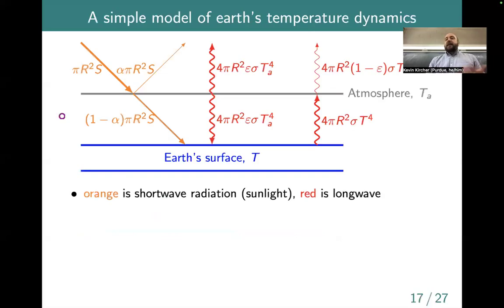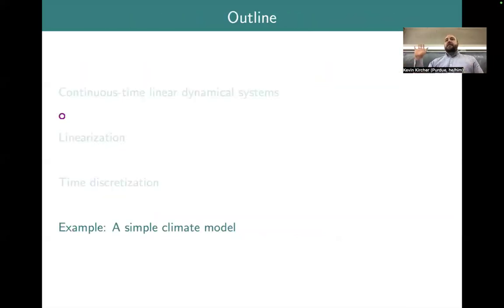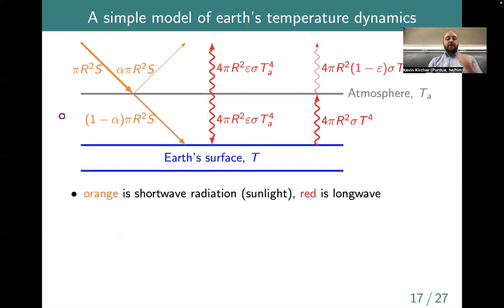Along the way, who has taken a class on climate modeling? Me either, right? So I had to learn a little bit about the basics of climate modeling in order to build this example. But I think it's interesting, and climate provides a lot of motivation for what we do in this class. So I think it's kind of fun and interesting to go through.